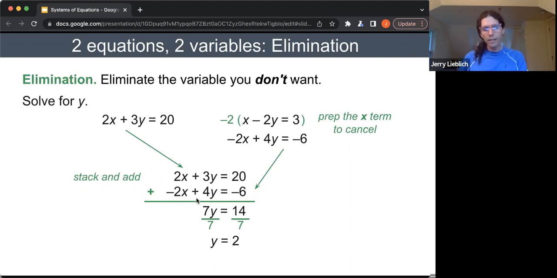So again, the point here is I'm trying to eliminate the variable I don't want. So I'm going to prep the whole equation by multiplying it by some coefficient, then add the equations together to cancel out that extra variable. If you get good at this, which I would suggest you do, these can become very, very quick.